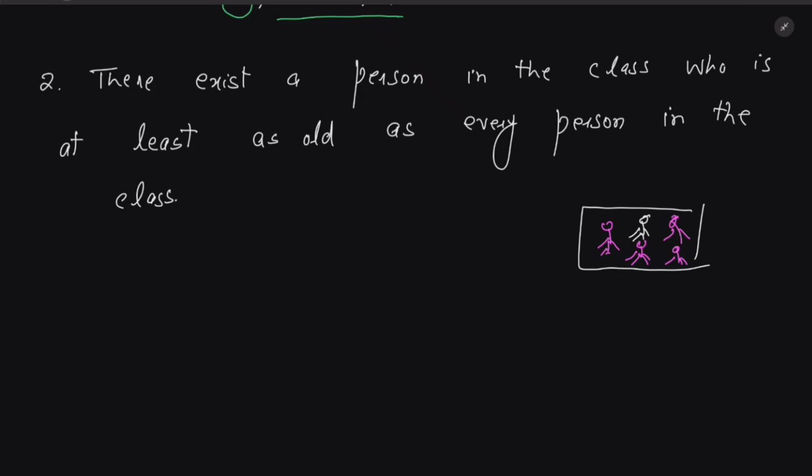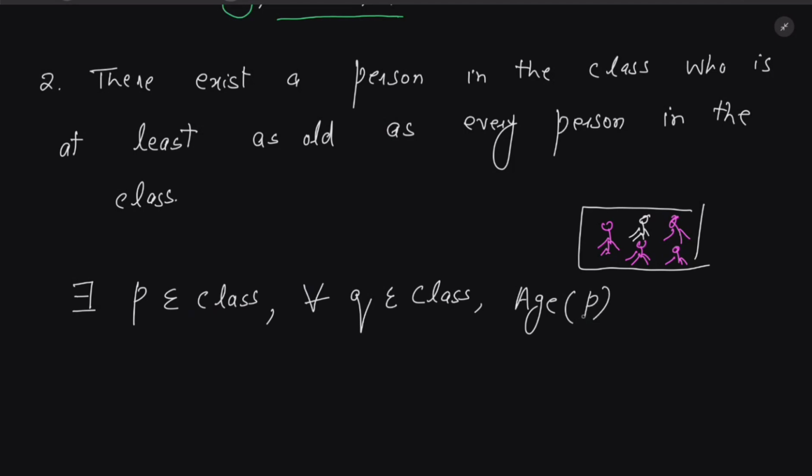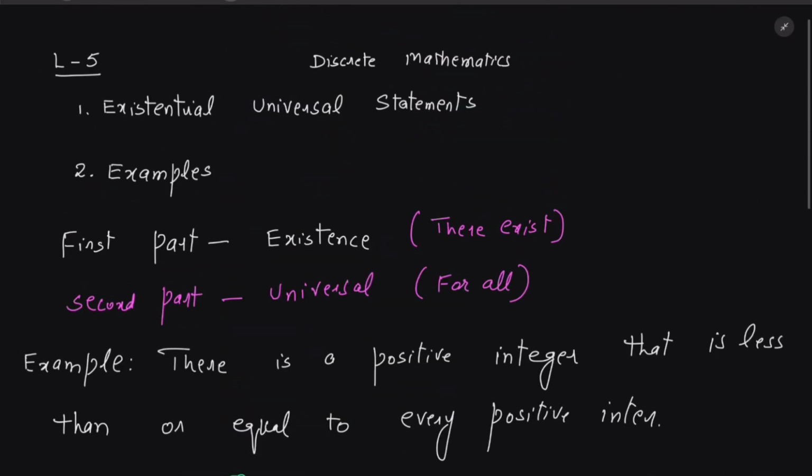So if we want to write it formally, we can write it like this. There exists P, that is a person that belongs to, that is a member of the class, that is an element of the class. And for all, it means universal statement. The universal statement is also from the same set: for all Q belonging to the class, the age of P, that is the member over here, is greater than or equal to the age of Q. And Q is the people coming from the universal member. Universally, these are true. Okay, so that's how we write the existential universal statements.